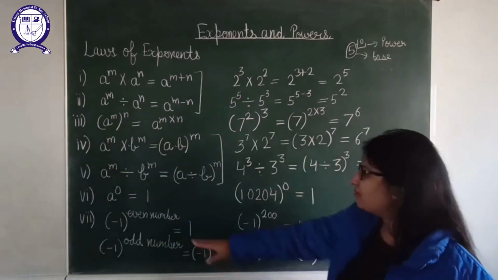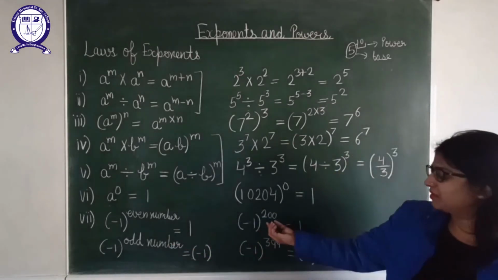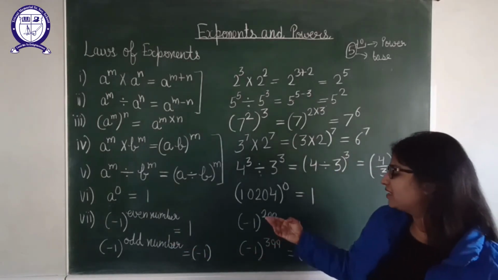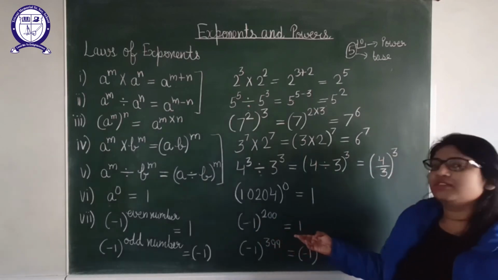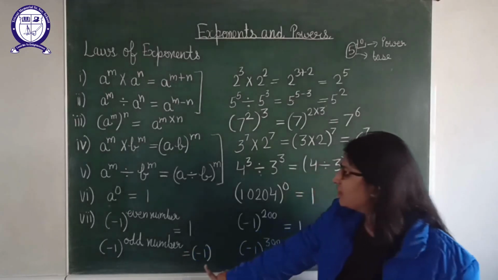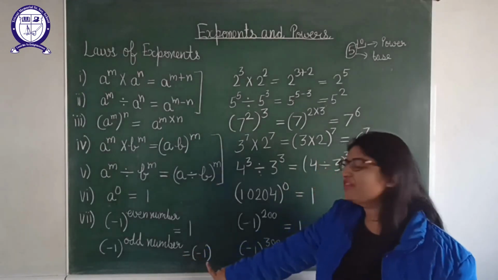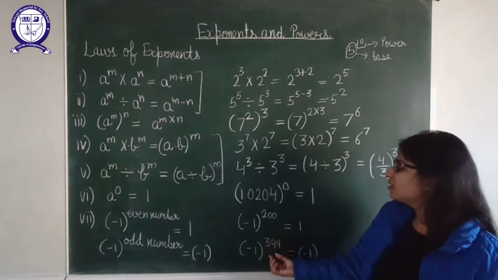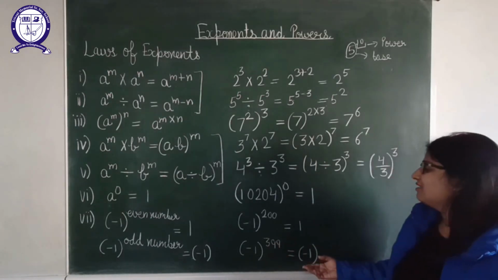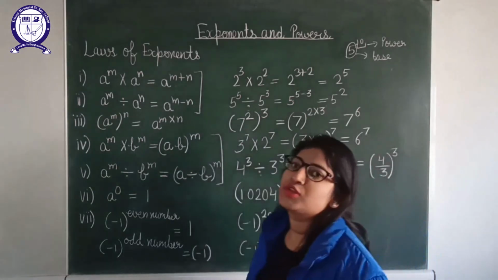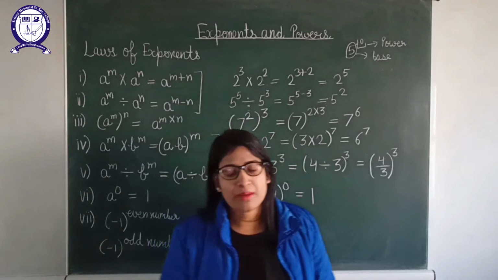So you can check here, -1 is here and an even number. I have written here the power 200. 200 is an even number, right? So it will give you a positive answer. Okay? And if the power is an odd number, it will give a negative answer. So as here it is an odd number, our answer will be negative. So these are the laws of exponents, students, which you need to learn to do this chapter.